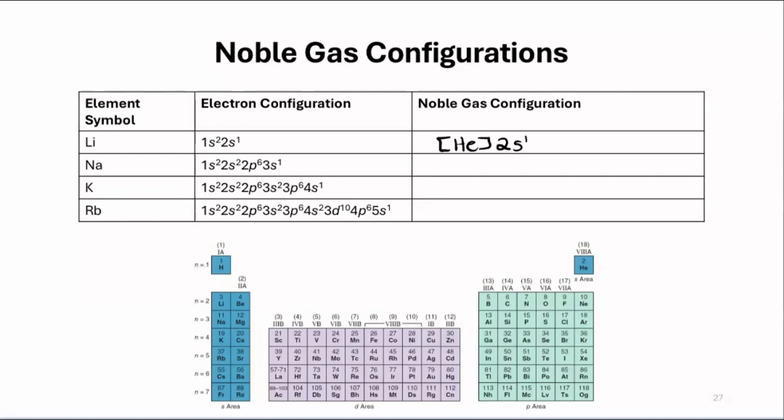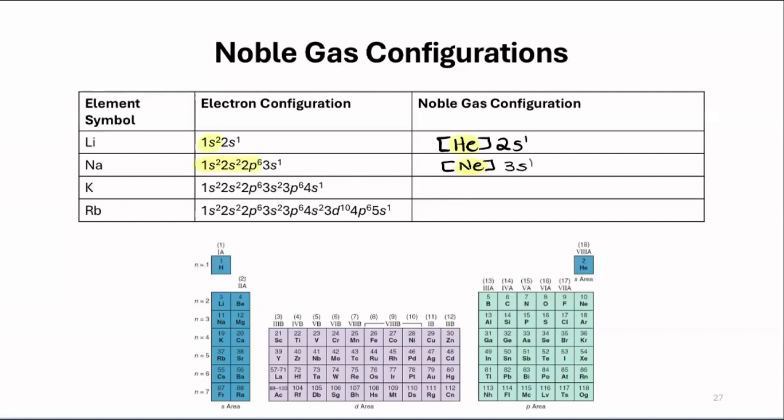Next, I'm going to rewrite the one for sodium. Remember that sodium lives here. The noble gas that precedes it is neon. So for sodium, it is going to be neon in brackets, 3s1. Let me just use my highlighter so you see which part of the full electron configuration corresponds to the noble gas. So in the case of lithium, that 1s2 is helium. This 1s2, 2s2, 2p6 in sodium, that is neon.